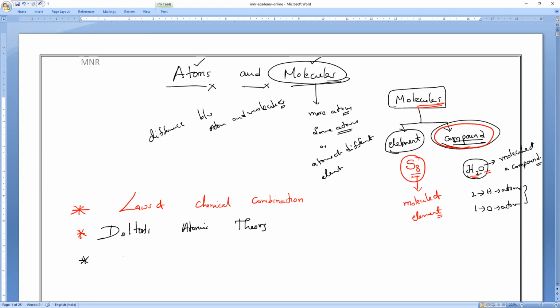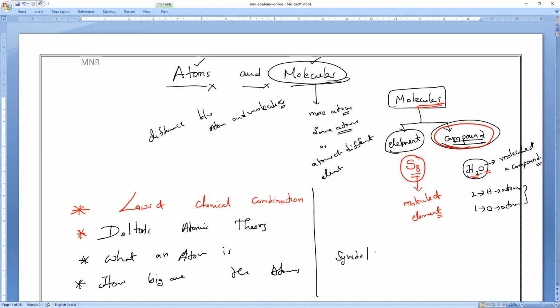Next, we are going to discuss what an atom exactly is, according to what you have knowledge of. Next, how big are the atoms? How big means the size of the atoms. Next, we are going to see symbols of elements. Like today, what is the hydrogen symbol? Everybody speak loudly. All of you? H. What is the oxygen symbol? O. What is the carbon symbol? C. What is the copper symbol? Cu. How did people choose these symbols? How did ancient people use them? That is all we are going to discuss.